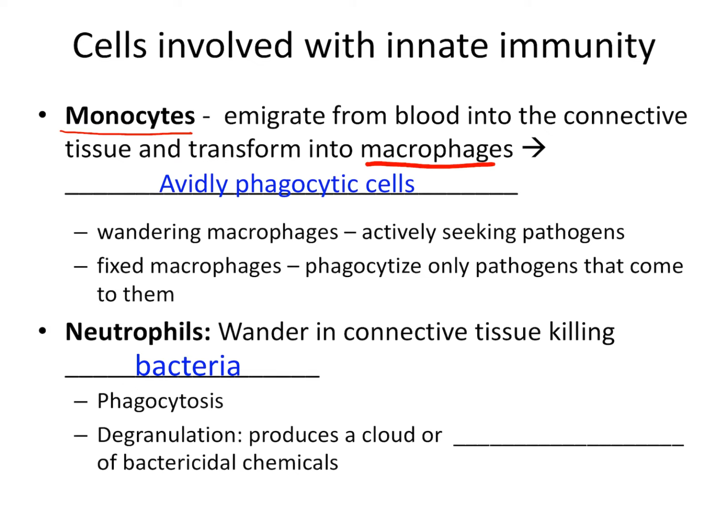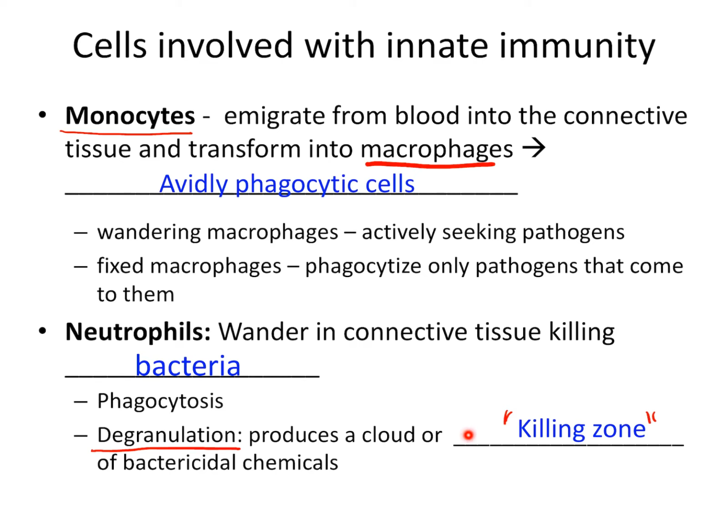Recall that degranulation is the process by which the neutrophils release the contents of those specific granules. This essentially produces a cloud, often referred to as a killing zone, that's very, very toxic, not only to bacteria in that area, but also, interestingly, to the neutrophil itself. So this killing zone of bactericidal chemicals is actually going to kill that neutrophil as well.